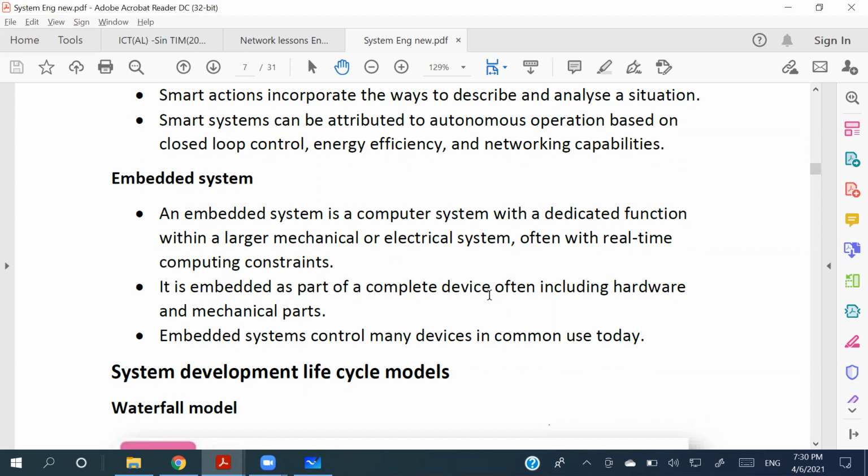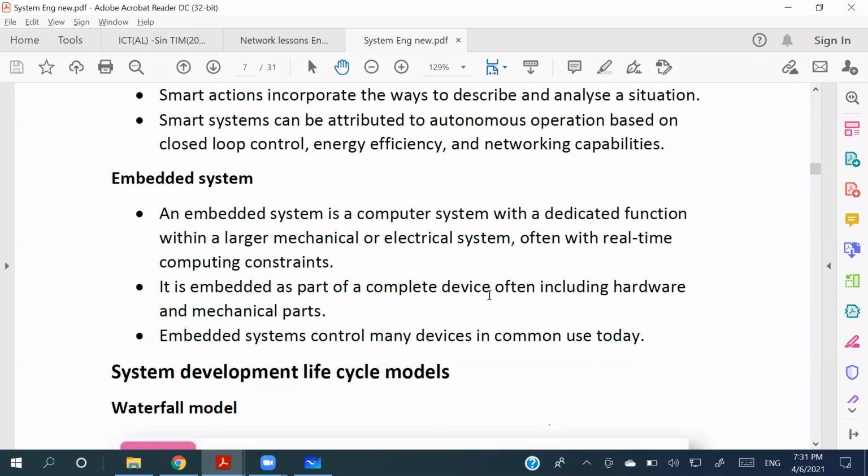It gave the details regarding the vehicle and all these things. So vehicle is a big mechanical thing, and a small computerized component is embedded into it. Right? So those kind of things are called the embedded system.